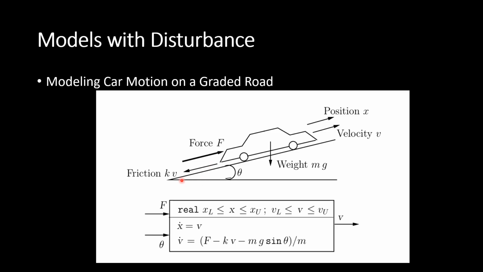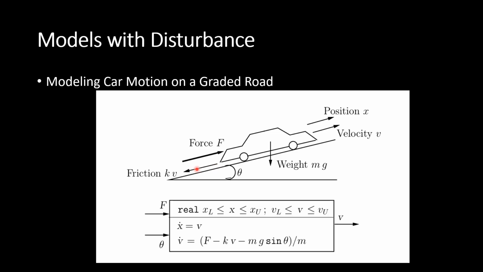Now the road is graded and it is making an angle theta with the horizontal axis. This car is trying to move in this direction, uphill direction, and it is receiving an input force F. So we have already seen this in the last video. Now whenever we have an input force, there will be an opposite force because of friction, in the opposite direction.